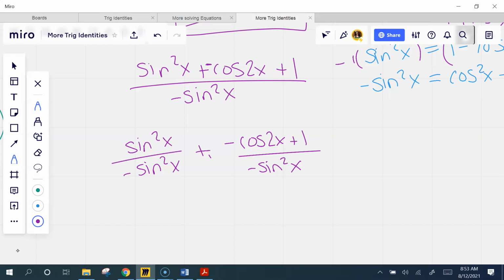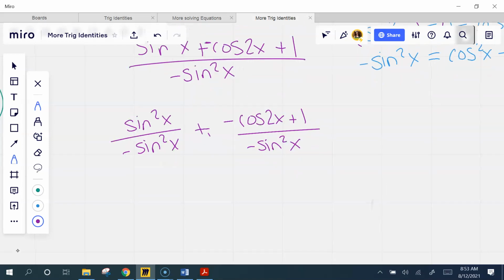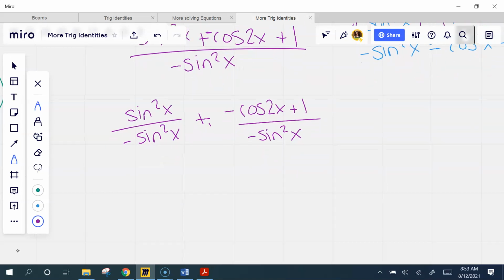Okay. The first fraction is easy peasy, yes? What is it? -1, right?